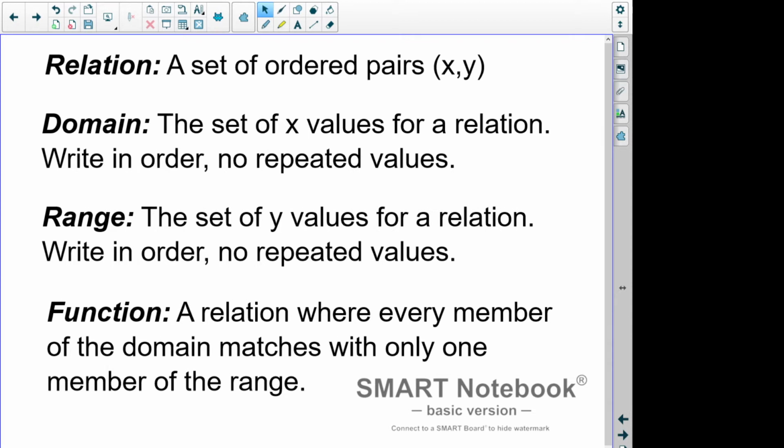The range is similar. Range is the set of y values in a relation. So a relation is a set of points, and then the domain is all of the x values, and the range is all of the y values.